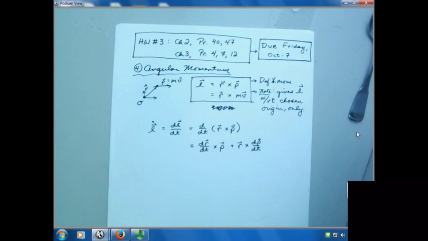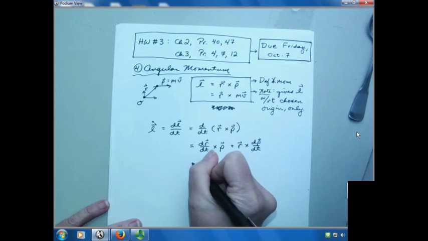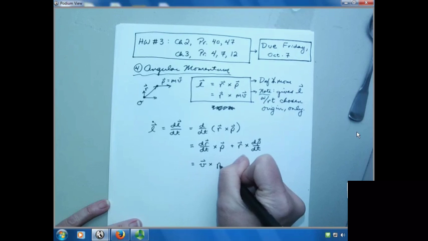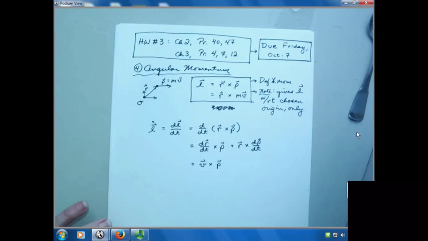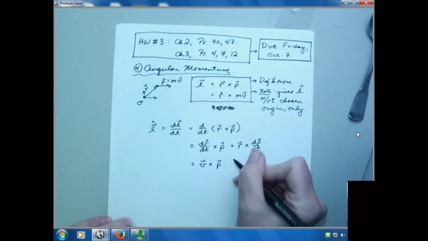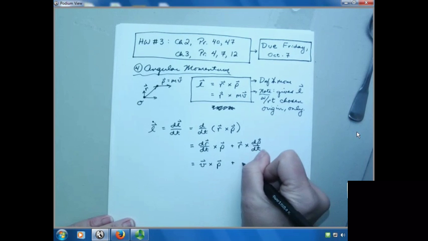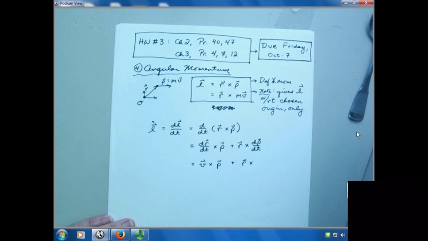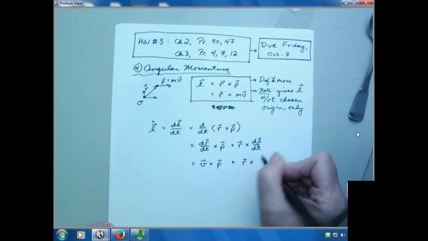Okay, so this is my expression. Now if I look at this first term here, I see that I get v cross p. And if I look at my second term here, I see that in order to have a time rate of change of momentum, there must be a force. That's very good to know: in order for there to be a change of angular momentum, a force must be acting. And this is where that force comes in, right here.